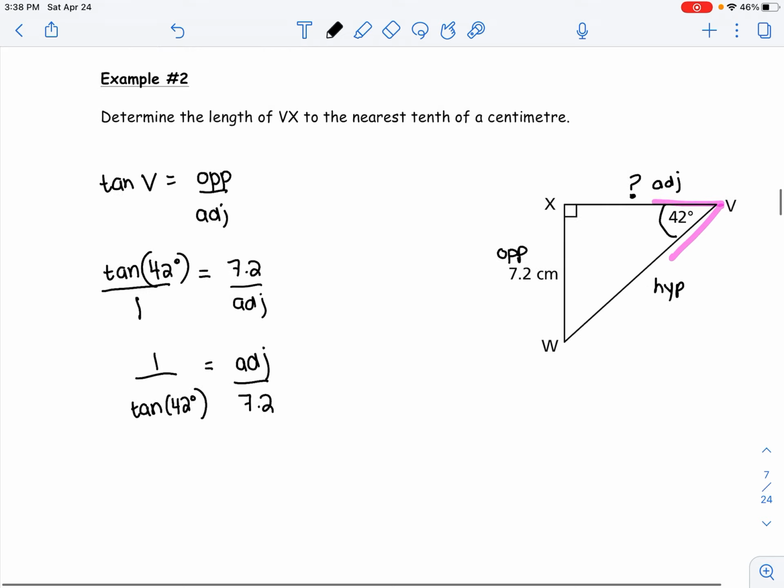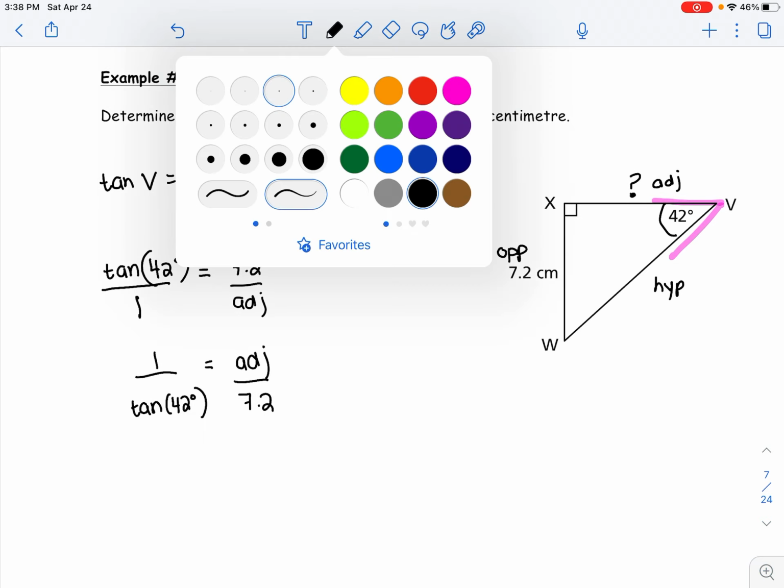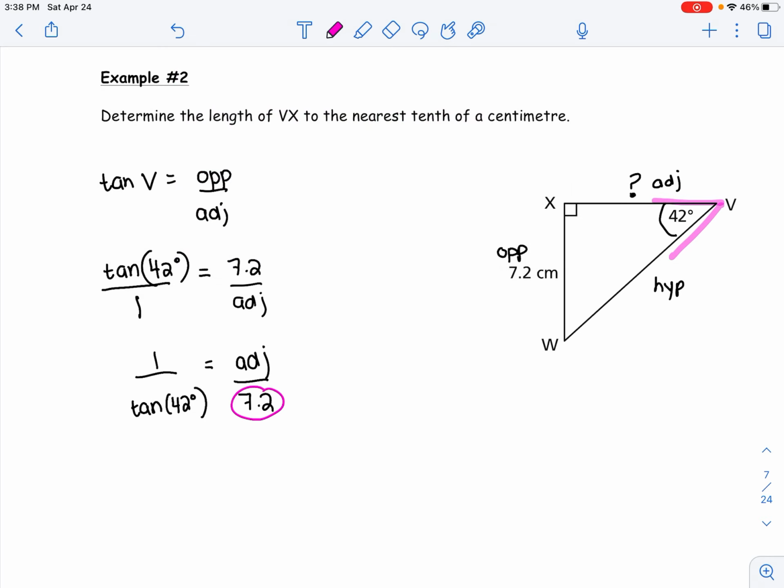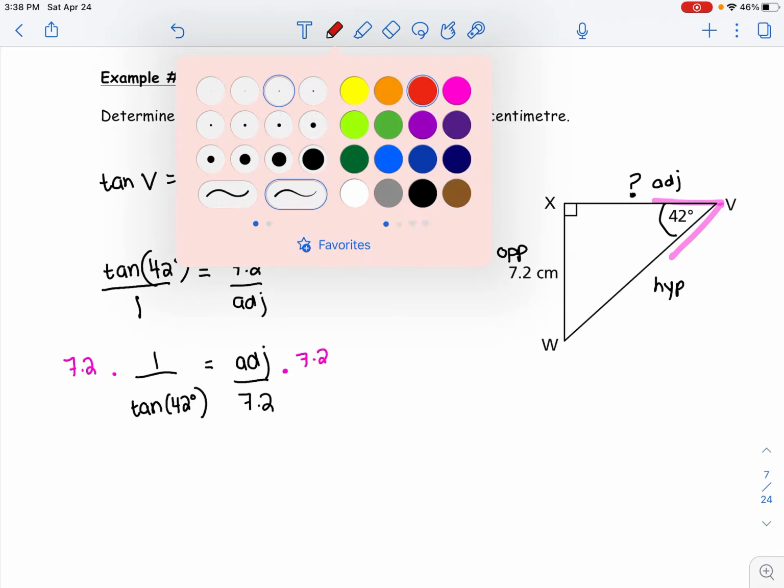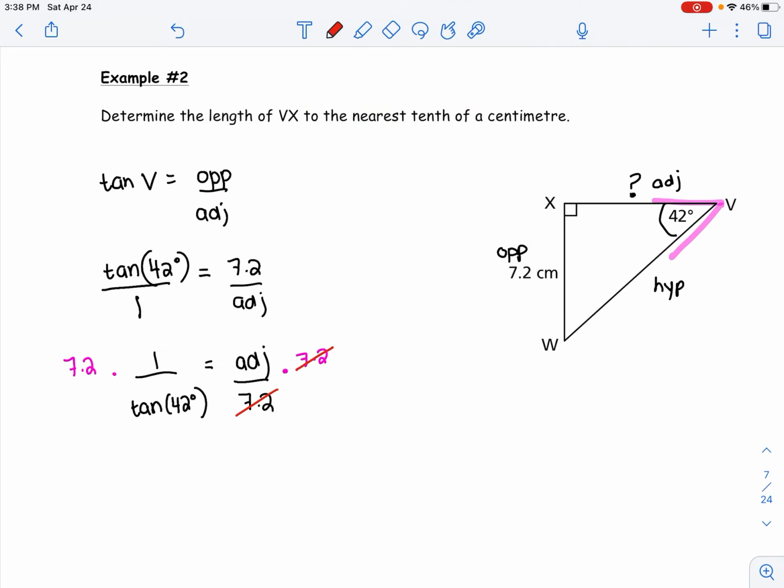Now it becomes similar to our previous steps, where we are trying to get rid of this 7.2 by doing the opposite. The opposite of dividing by 7.2 is multiplying both sides by 7.2. So these ones will cross each other off. In our calculator, we're going to have to do 7.2 multiplied by 1 divided by tan 45. If we do that exactly how we see it, we'll get what the adjacent is equal to.